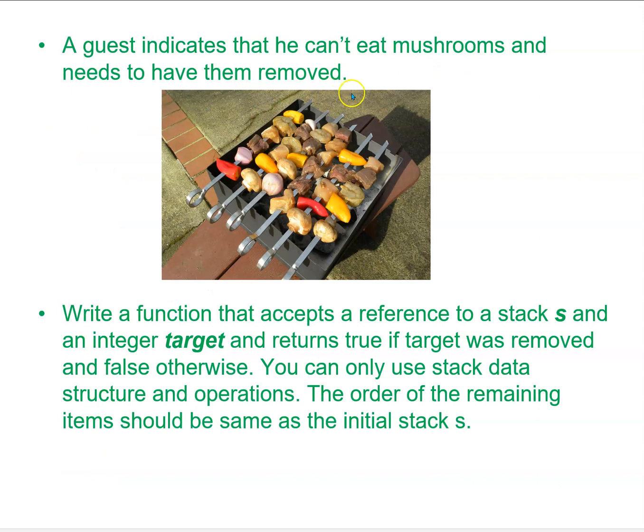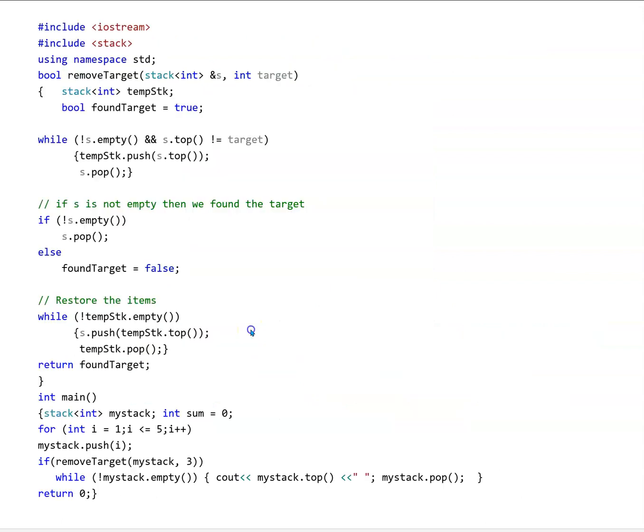So here's another example. A guest indicates that he can't eat mushrooms and needs to have them removed. Write a function that accepts a reference to a stack and an integer target and returns true if target was removed and false otherwise. You can only use stack data structure operations. The order of the remaining items should be the same as the initial stack. So here's how we do it.